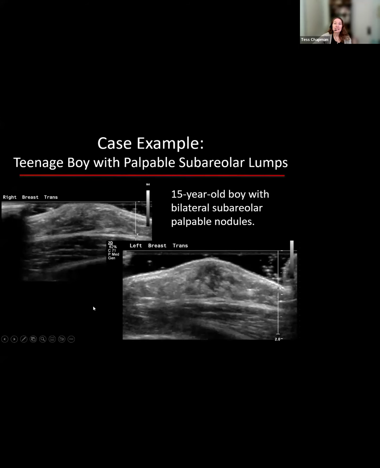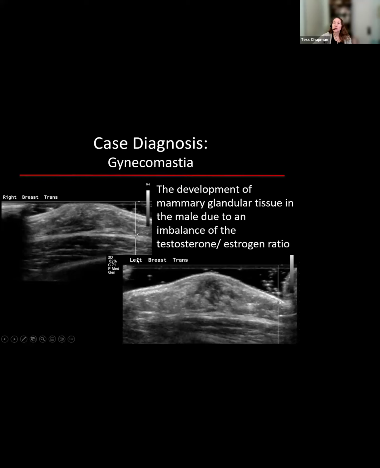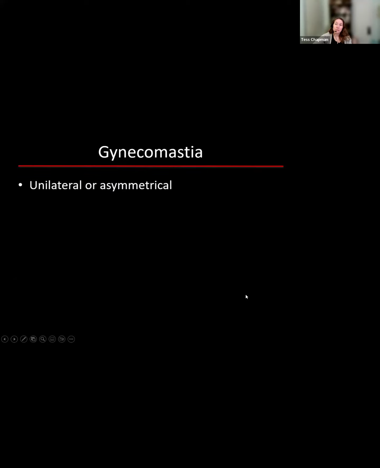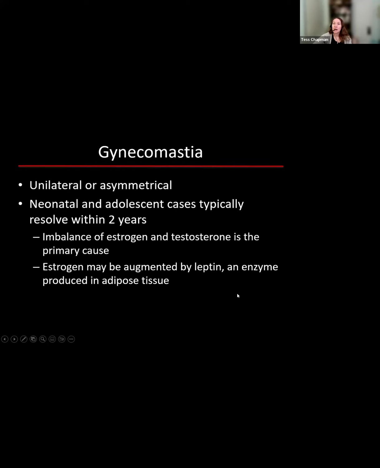All right, this is a different case now, that of a teenage boy with palpable subareolar lumps. So this is the case of a 15-year-old, and you can see these palpable subareolar areas of mixed echogenicity, ill-defined, and this is, of course, gynecomastia. So the development of breast tissue in the male is due to an imbalance of testosterone and estrogen, and it will lead to breast development. This can be unilateral, it could be asymmetrical and bilateral, and it can happen in both babies and in adolescents. And it typically resolves in adolescents and teenage boys within 2 years.